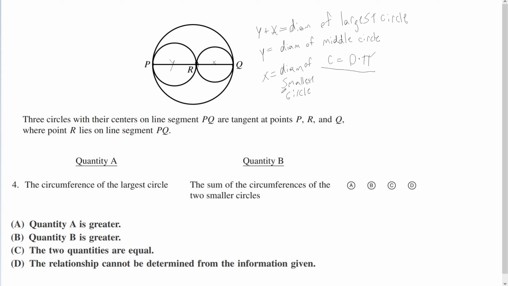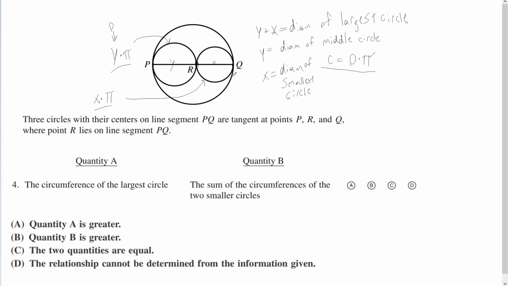Okay, and this gives us basically everything we need to solve this problem. So we start off by trying to find out what this is and what this is. So remember, diameter times pi is equal to circumference. So the circumference of this circle right here is going to be equal to y multiplied by pi, because that's the diameter. So now we look at the smallest circle. The smallest circle is going to be x multiplied by pi. So these are the 2 circumferences of the 2 smaller circles.